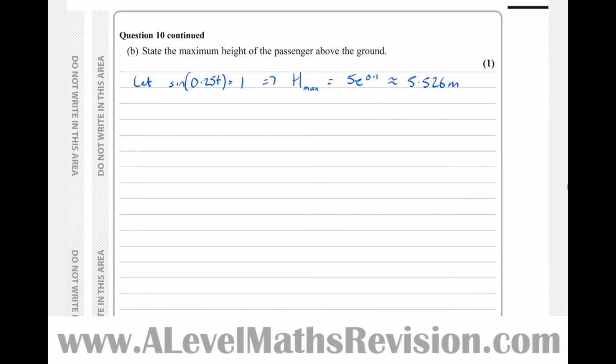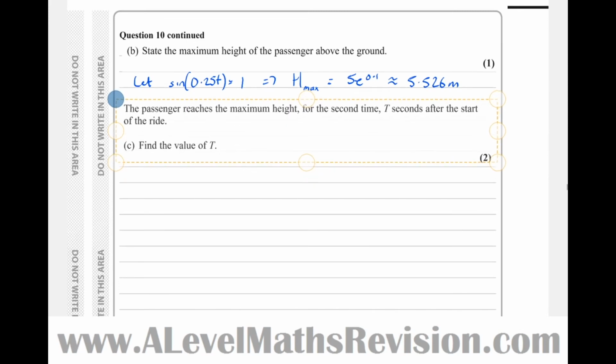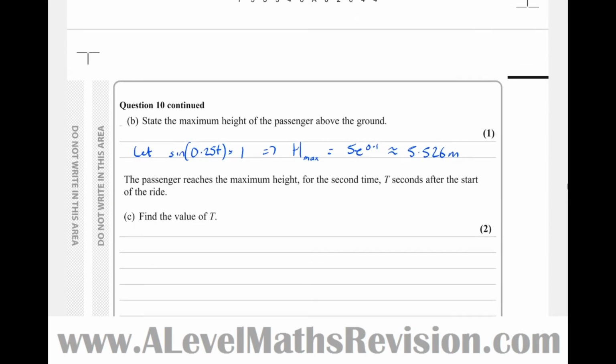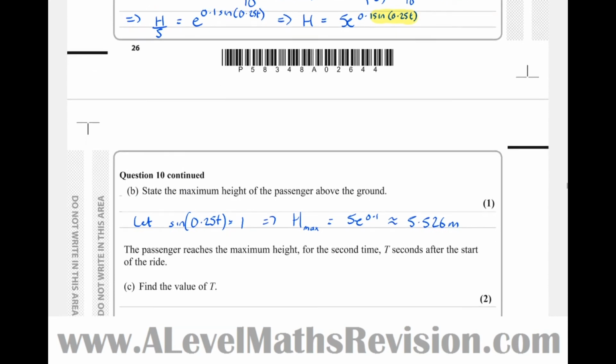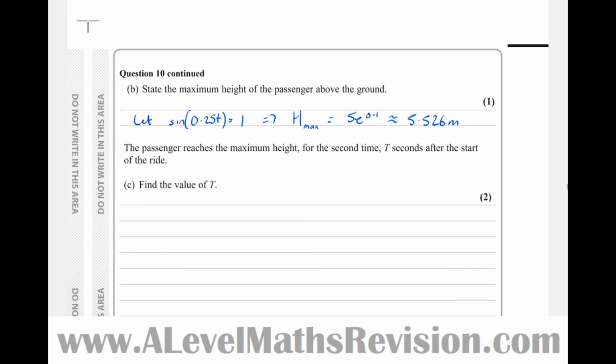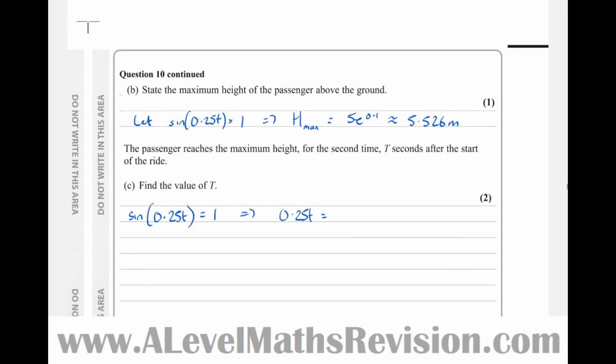So then let's answer the last part. Let's paste it here to remind us what it is. The passenger reaches the maximum height for the second time, t seconds after the start of the ride. Find the value of t. Okay, so we want sine 0.25t equals 1. Well, if we arc sine both sides, we get 0.25t equals arc sine of 1.